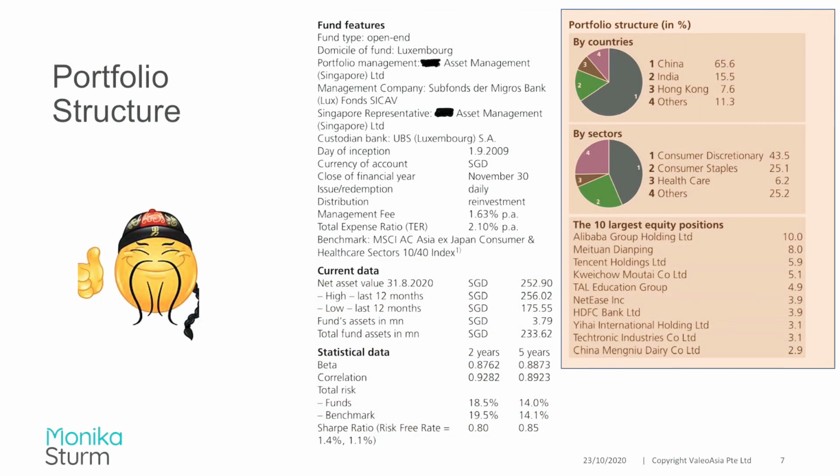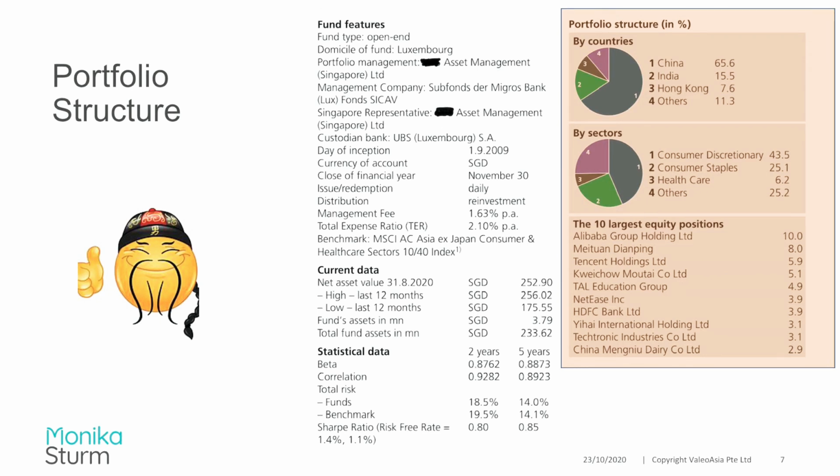Now let's look at something much easier and most interesting. Where is the fund invested? The portfolio structure by country tells you to which extent the fund is invested in shares headquartered in a certain country. In our case here, the fund is mainly invested in China, India and Hong Kong, and by 11% in other Asian countries. The portfolio structure by sector shows you the different industrial sectors the fund bought shares in. The largest portion here is consumer discretionaries.